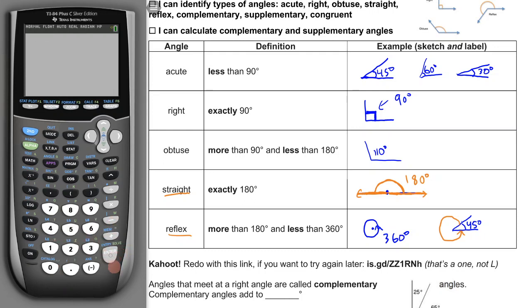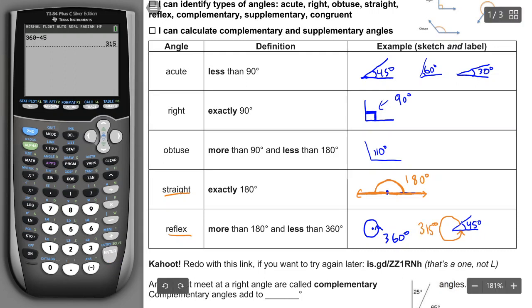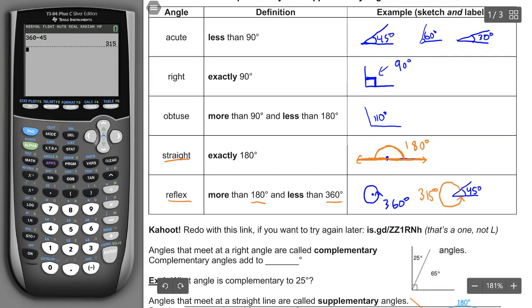The angle on the other side gives you your reflex angle, in this case, 315 degrees. So it's more than straight, but less than a full circle. Okay, so anything that's more than straight and less than a full circle is a reflex angle. So there's one example. Another example really quick.